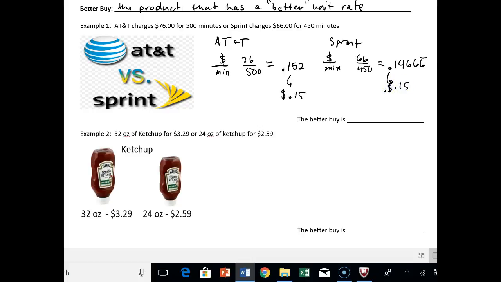But here's the thing, companies are really smart. While they advertise maybe these prices, they're actually using these prices. So really we want to compare these two numbers. So which is the cheaper product? It's actually Sprint, because Sprint is about 14 cents, whereas AT&T is a little bit more than 15 cents. And now this is close to 15 cents as well, but it's a little bit cheaper. So the better buy in this case is Sprint.